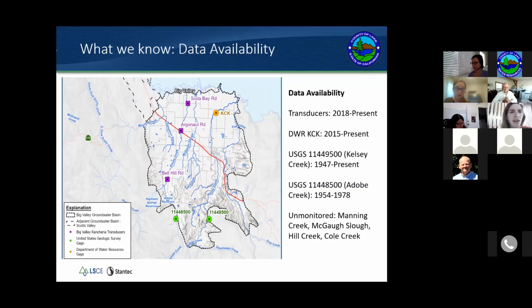Actually, Megan, I have a comment here too. It's a little confusing because for that DWR KCK gauge, there's that gauge ID, and then there's a water data library gauge ID, but the water data library data goes back to 1980, not 2015. So there's a longer record there. And we can send you that gauge number for the water data library gauge. Okay, perfect, please do.